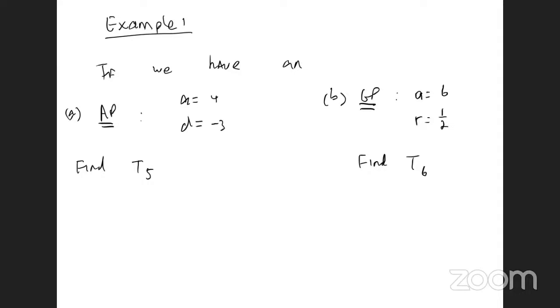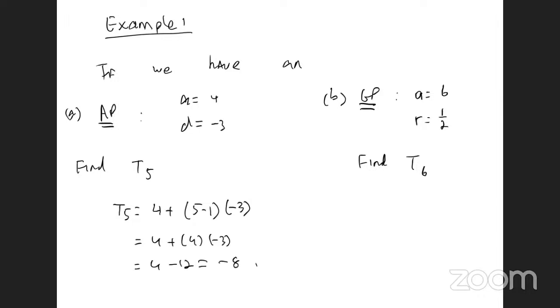All right, so let's see what we got. So T5, remember the formula is A plus (N minus 1) by D. So that's 4 plus 4 by minus 3. So that'll be 4 minus 12, which is minus 8. Everybody get that? Yeah, very good.